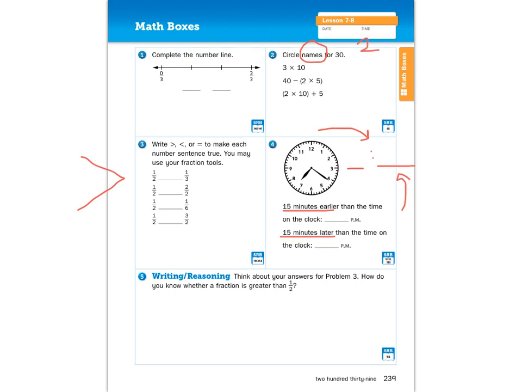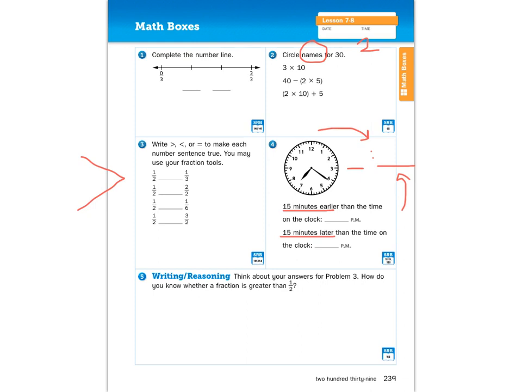For number 5, think about your answers for problem 3. How do you know whether a fraction is greater than 1/2? And this ties into the lesson that we talked about today. So we know it's greater than 1/2 in what way?